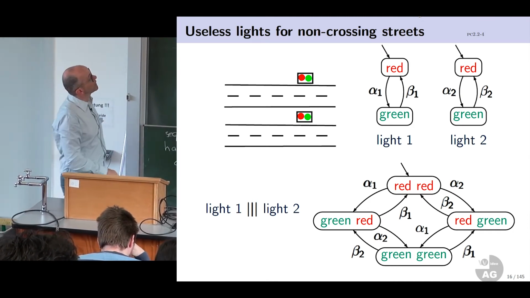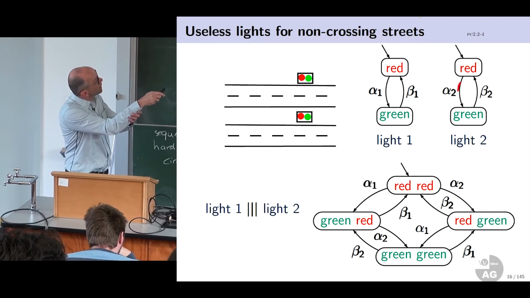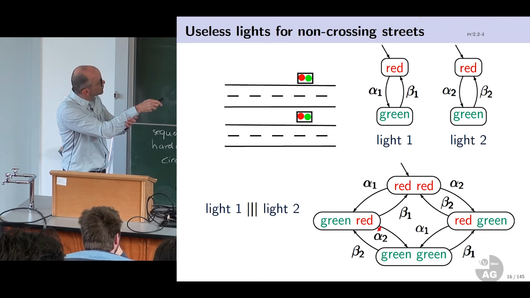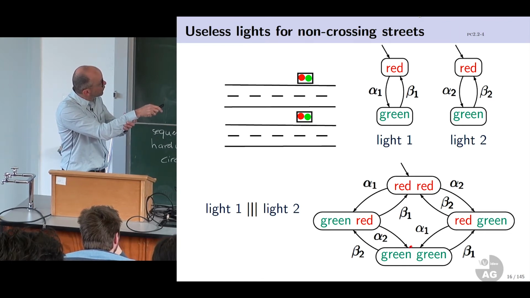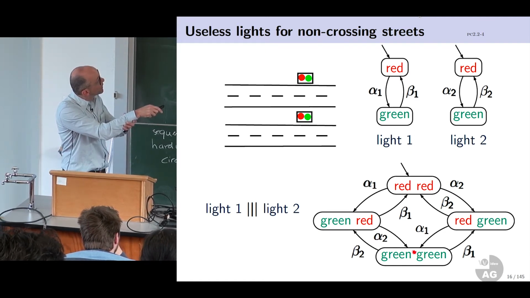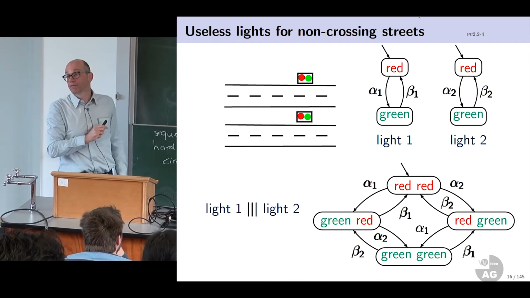Similarly, you see that in that state red, we can do an alpha 2. That means that in the state green-red, we can also do an alpha 2, and that corresponds to this outgoing edge. And what we see here is that the first component stays in green. The second component changes from red to green according to this transition over here.